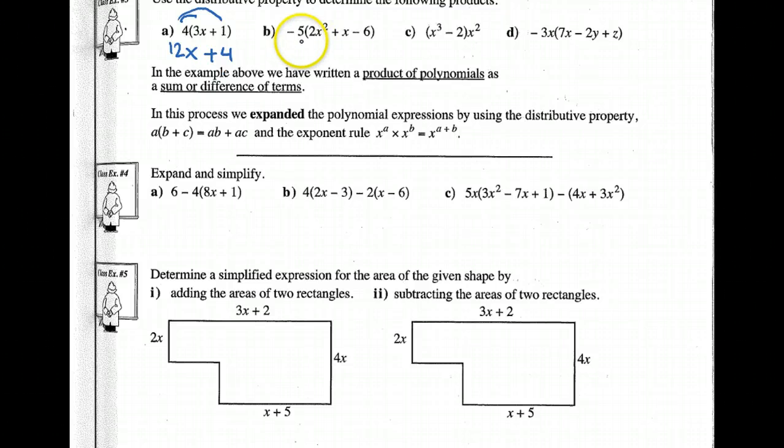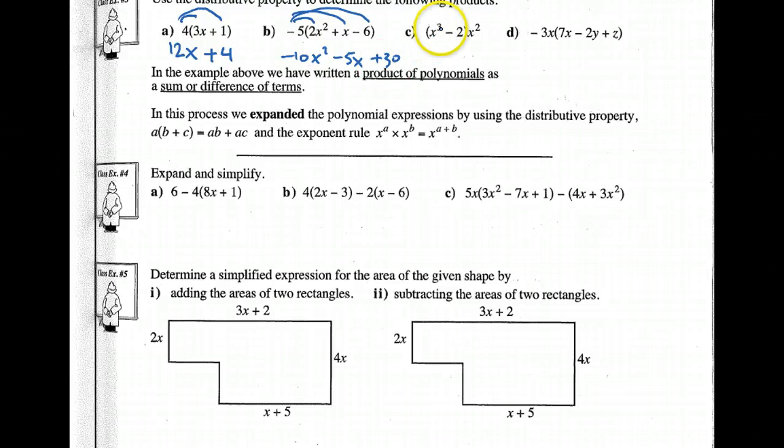This one I have negative 5, and then multiplying this trinomial here, so it's going to be negative 10x squared minus 5x, and then plus 30. Be careful with all your signs. Here I get a positive and a negative, so my answer is going to be negative. Here I have a positive and a negative, so my answer is going to be negative. And then here I have two negatives, so that's why I have a positive 30.